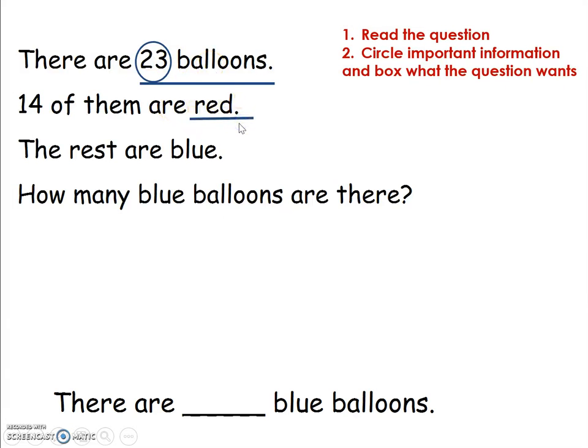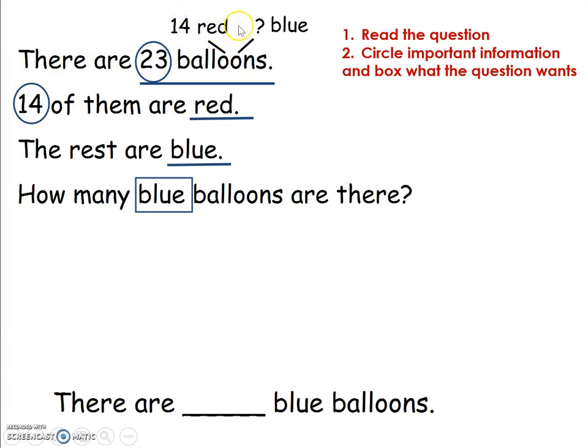I know some of them are red. How many are them? 14. And I know that some of them are blue, which is what the question wants us to find. How many blue balloons? Okay, so let's try to understand this question. I know that there are balloons. Some of them are red. Some of them are blue. I know that there are 14 red. How many blue are there? That's what I need to find.